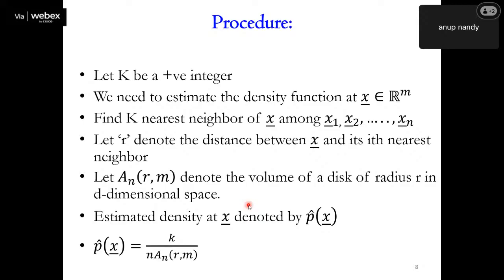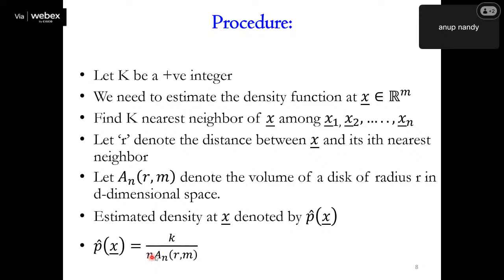This allows you to calculate the density estimation, and from this density estimation rule you can establish the k nearest neighborhood. So the estimated density at x, denoted by p hat of x, is nothing but k by n, divided by A_n(r, m), which is the volume. Here r is a function of n, so you are not supposed to write n every time. m is the dimension, r is the radius, and you can construct this volume in d-dimensional space.